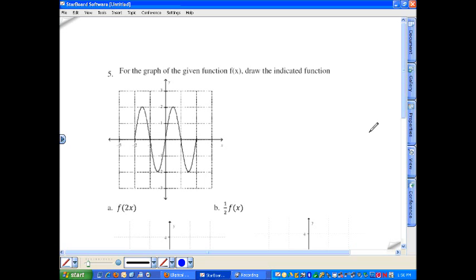Now, the best way to approach these, I think, is to choose values on the graph of f of x, find the location of those points, and write them in a table. So these points I've labeled, and write their locations down.